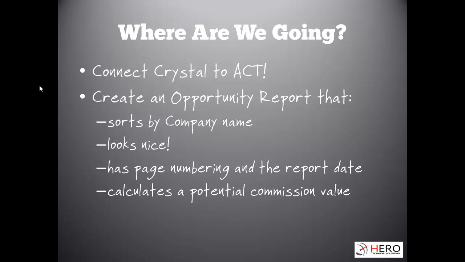Also calculate potential commission value. So we're going to come up with a fictitious commission percentage just to show on that report what the potential is for a sales rep to make on it. And then we'll also show upcoming activities for the contact that the opportunity belongs to. So I can see the opportunity and then I can see open activities that I have with that contact. It'll make for a good example of a sub-report. Okay, so let's jump right into Crystal Reports and get connected to the database and start from there.